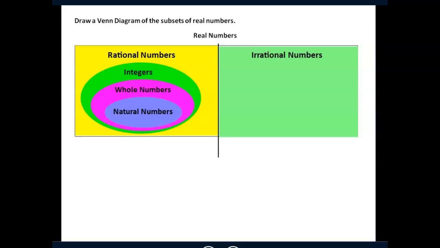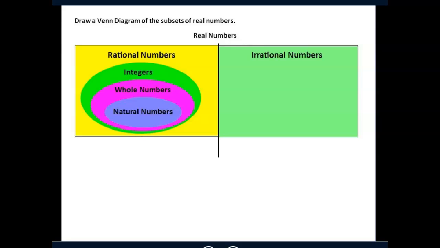However, the rational numbers can keep getting broken down into a more exclusive group. So some rational numbers are also identified as integers. Some integers are also whole numbers. Some whole numbers are also natural numbers. So the more inside the bubble you become, the more exclusive you are.